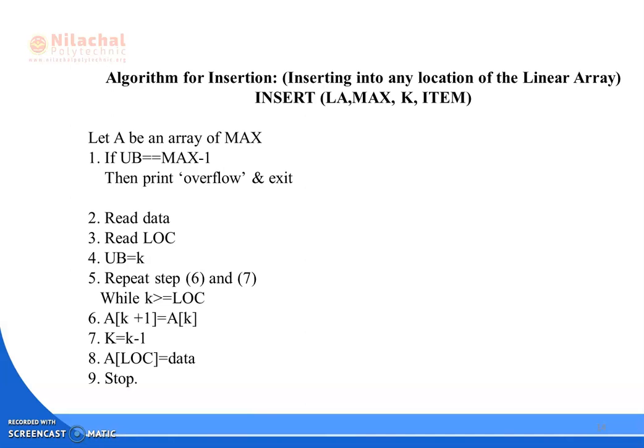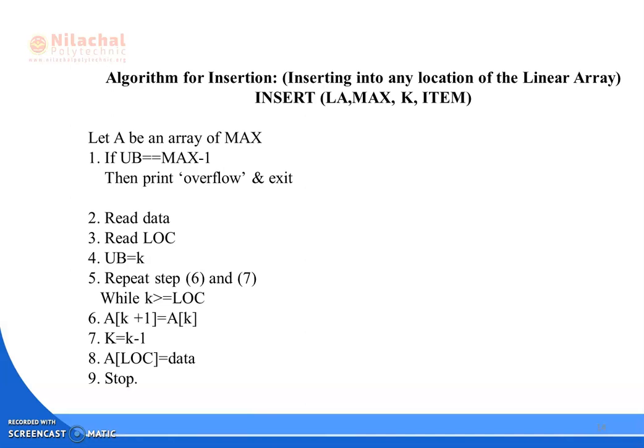At the second step, we have to read the data which we want to insert in the linear array. For example, I will take X as the data I want to insert in the array. Next, at step 3, as the algorithm is insertion at any given location, we will read the location where we want to insert the data. There is one variable LOC which is used to input the location in which I want to insert the data.